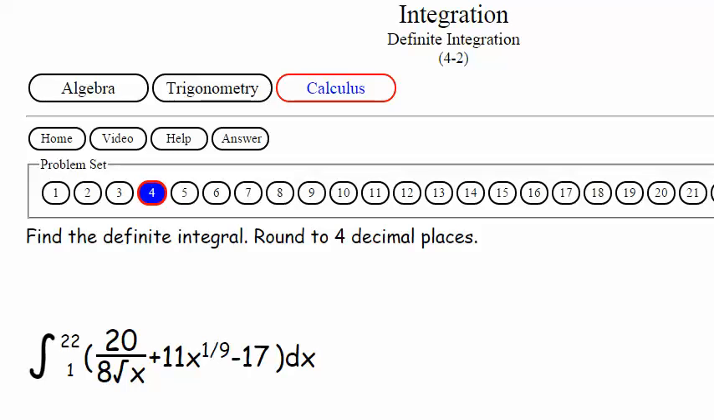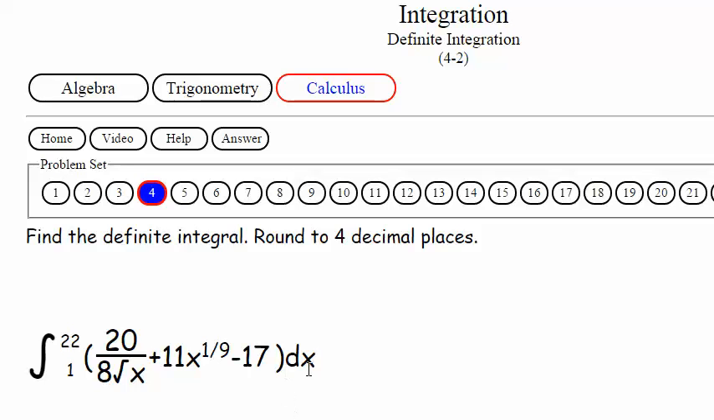So I'm going to write this down. You should be writing it down also. We've got the integral going from 1 to 22, 20 over 8 square roots of x. So we're going to have to rewrite this thing a couple times. Plus 11x to the 1/9 minus 17, and it's all dx. Okay. Got it? Good.